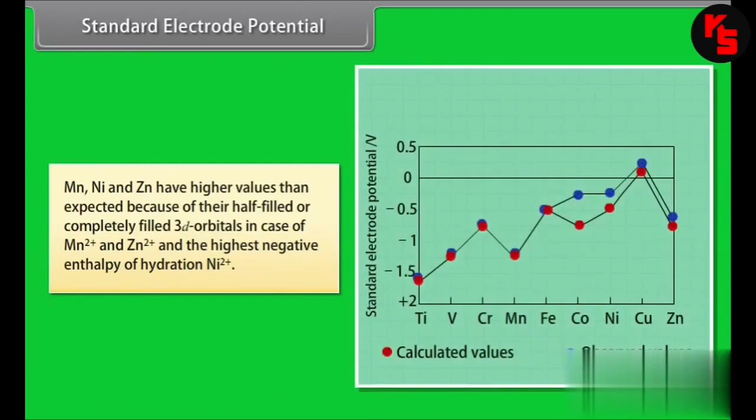Manganese, nickel, and zinc have higher values than expected because of their half-filled or completely filled 3d orbitals in the case of Mn2+ and Zn2+, and the highest negative enthalpy of hydration for Ni2+.